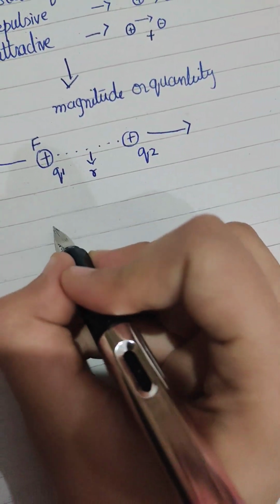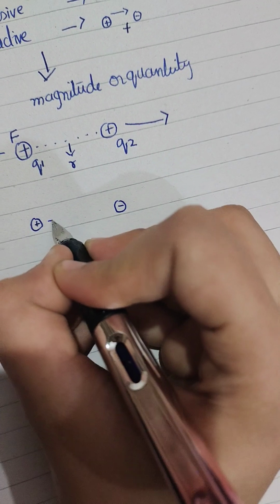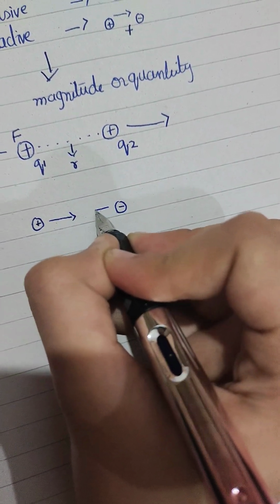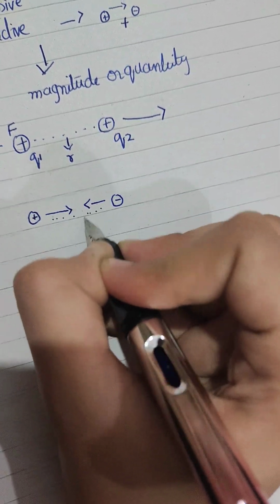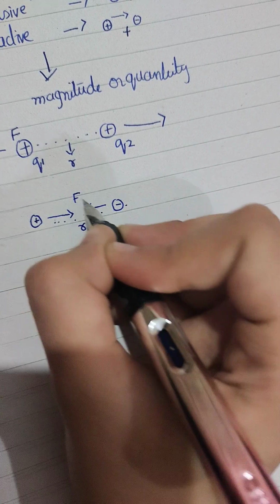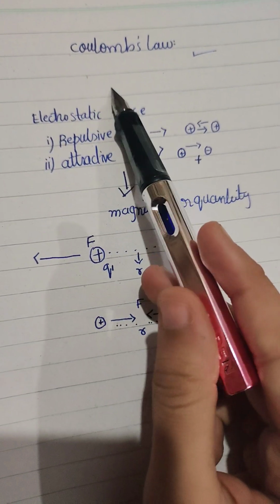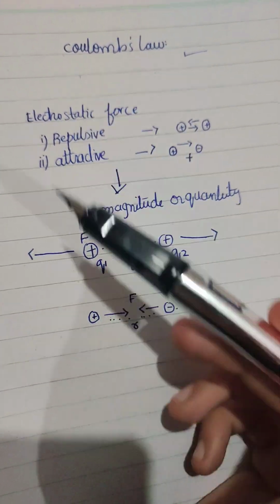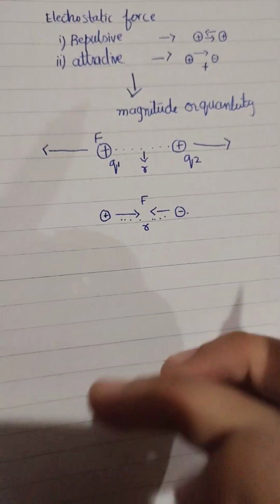Now let me make the unlike charge. For example, this is positive and this is negative. They will attract each other, and the distance between them will also be R, and the force they apply on each other will be considered F. To find the magnitude of these charges, Coulomb's law is applicable. So let us have a look at what Coulomb's law says.